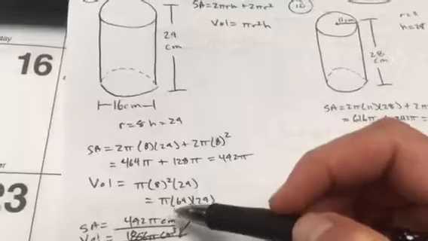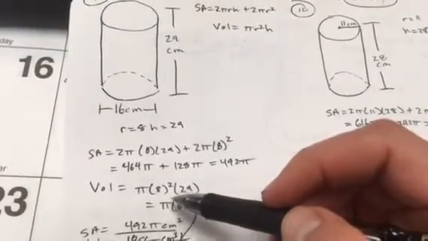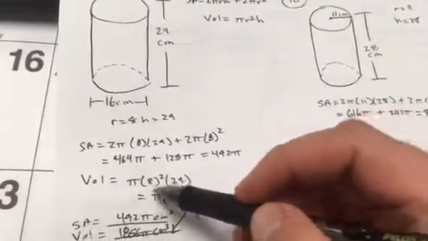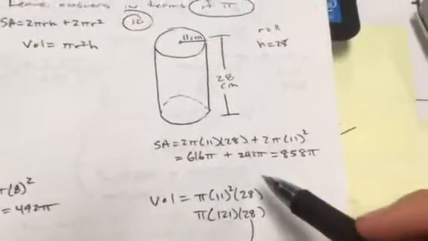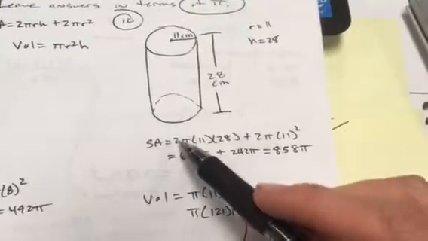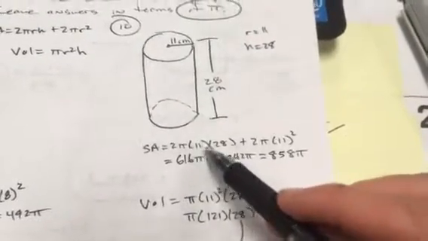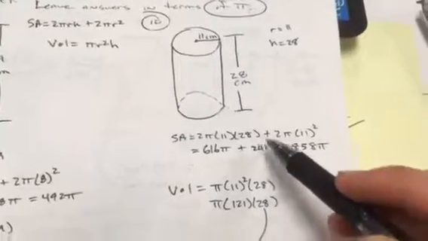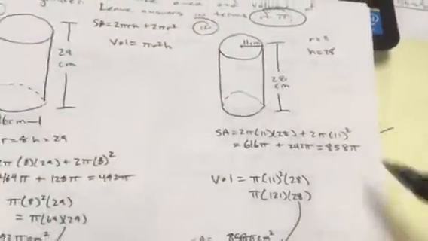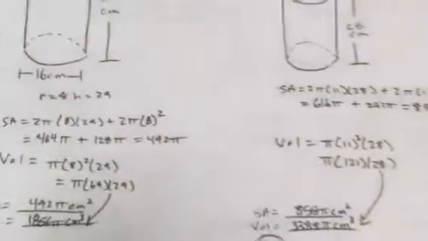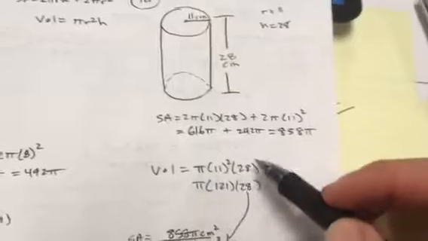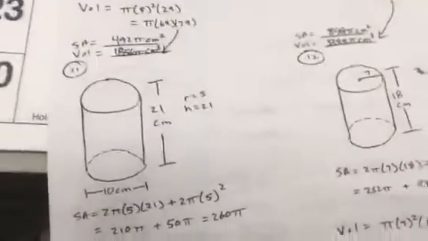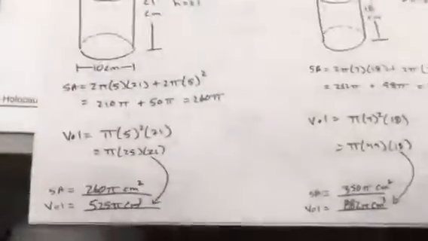All right, next one here, volume is pi radius squared times height. 8 squared is 64. Multiply it by 29 and attach pi. Here's the answer for 10. It's pretty self-explanatory. 2 times pi times radius times height plus 2 times pi times 11 squared. All right, then volume is pi times radius squared times the height. That's the answer we get. All right, here's the answer for 11, folks. Just take a look. It's pretty self-explanatory.